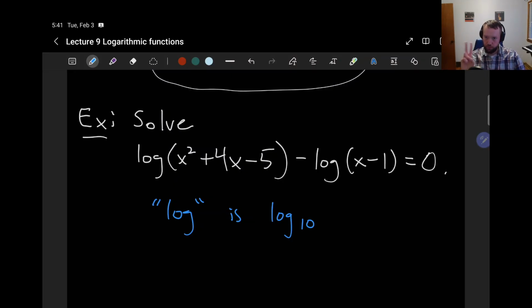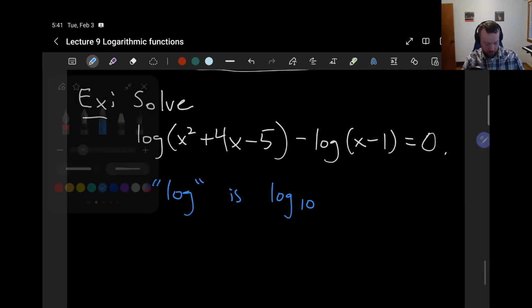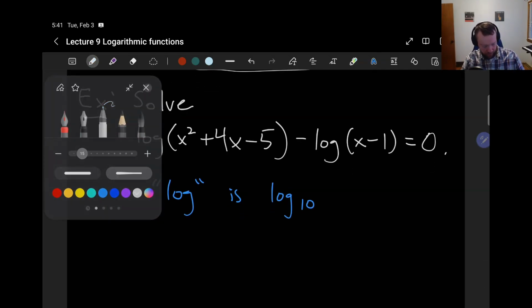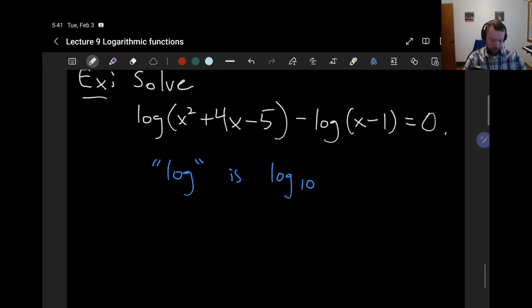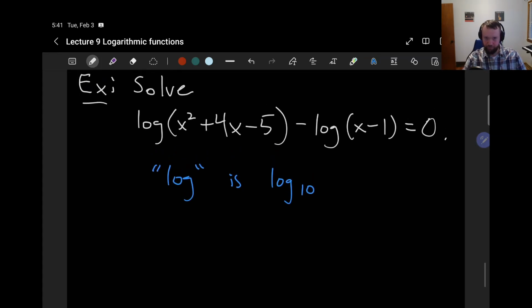So those are the two special types of logs that you run into. ln, natural log, that's base e. And if you just see log, that means base 10. So we just omit the 10. Because our number system is built around 10, so it's a pretty natural choice.